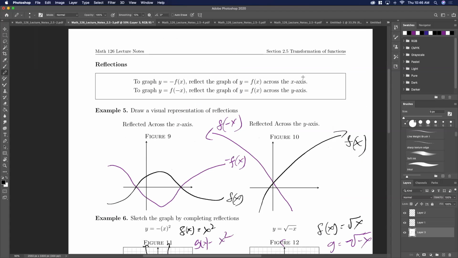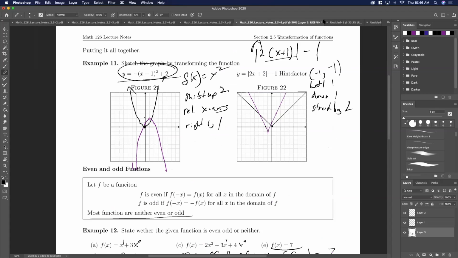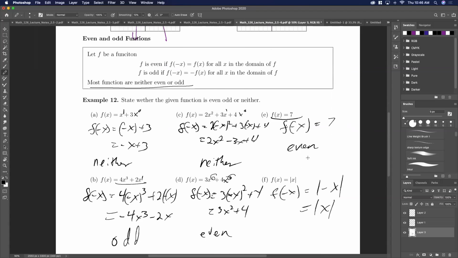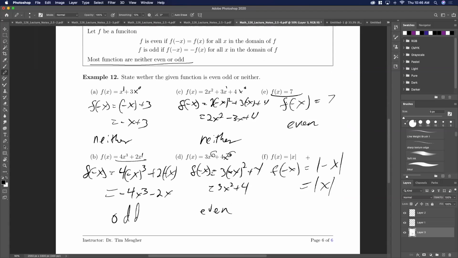You can use that one to show why sine or cosine is even or odd. Okay, all right, so that's the end of these notes.